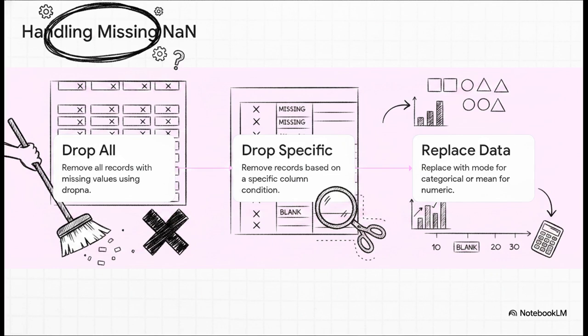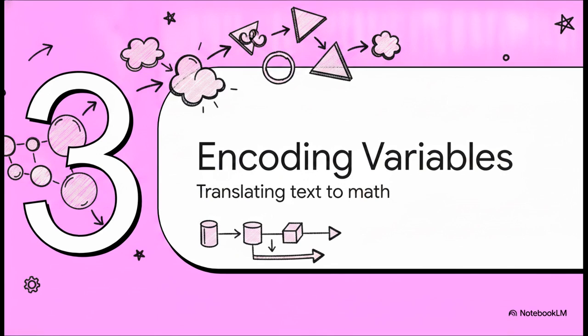We call this imputation. If the missing data is a category, like a missing city name, we just plug in the mode, the most frequent category. If it's a number, we can replace the blank with the mean or average of that specific column. It keeps our data set robust without sacrificing precious rows. Okay, our missing data is patched up.